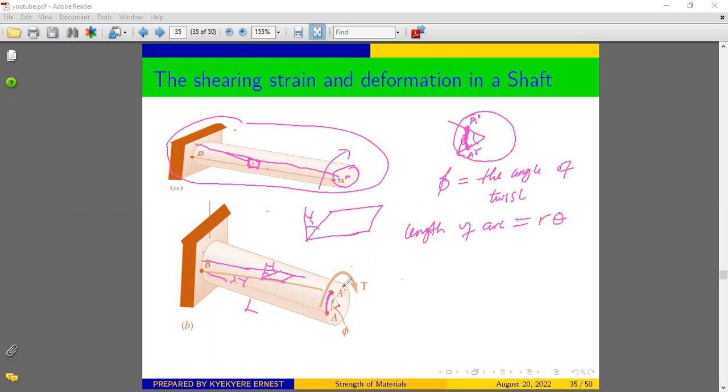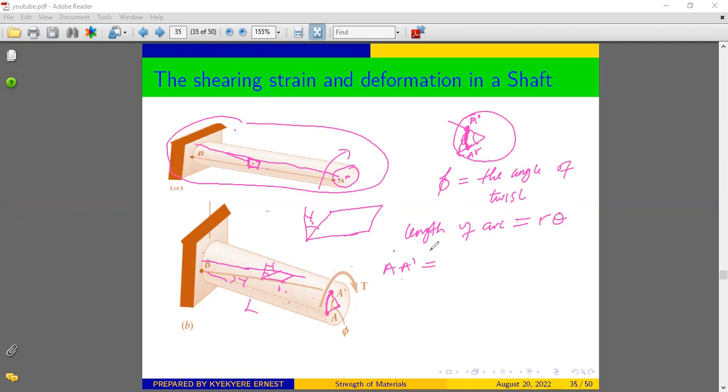So from here, you can see that we can find the length of this arc using this triangle here, or we can also use this triangle here to find the length of the arc. So using this portion to find the length of the arc, we can say that the length of the arc AA prime will be equal to the angle times the length, which is gamma L.